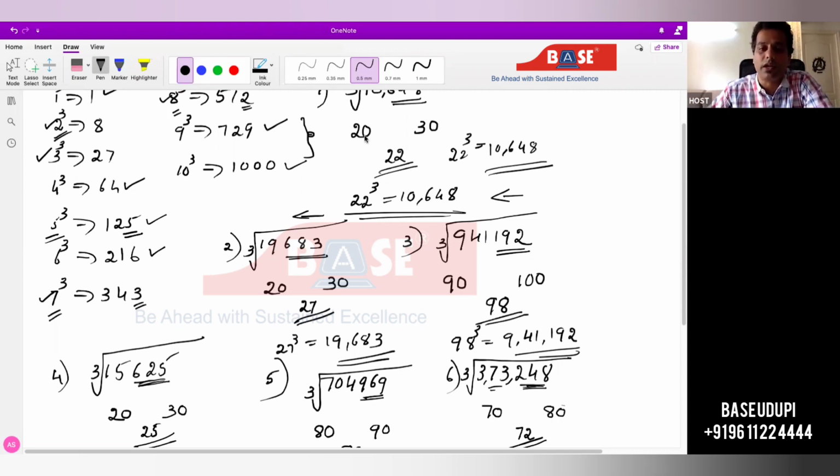Every time take 0 on the right hand side. In first one you can see 0 on the right hand side, 0 again. Same here in the second example, same in the third, fourth, fifth, and all examples you need to take 0 on the right hand side.